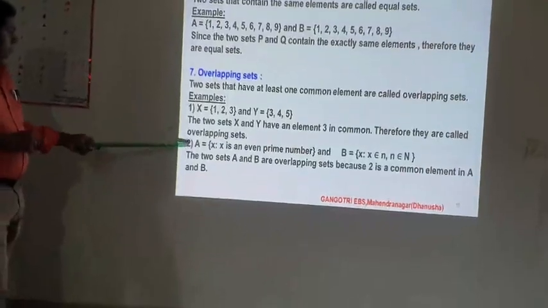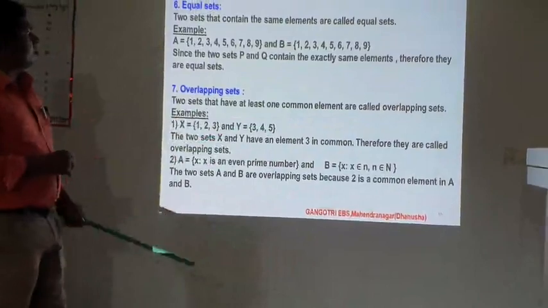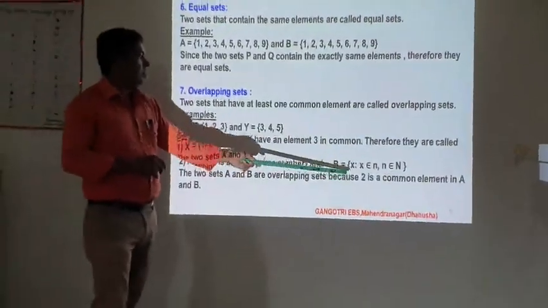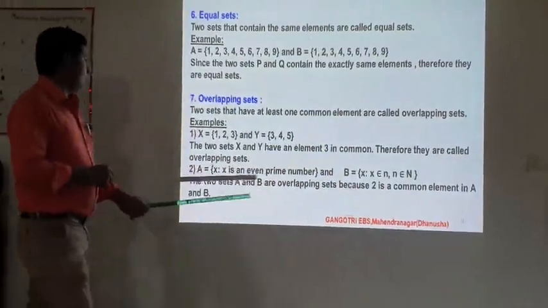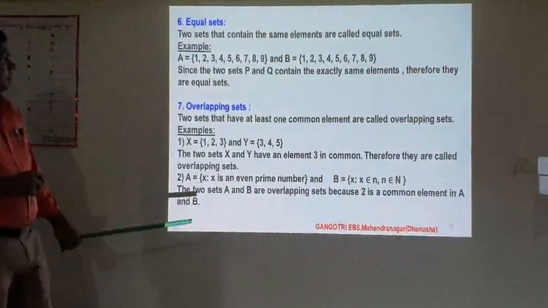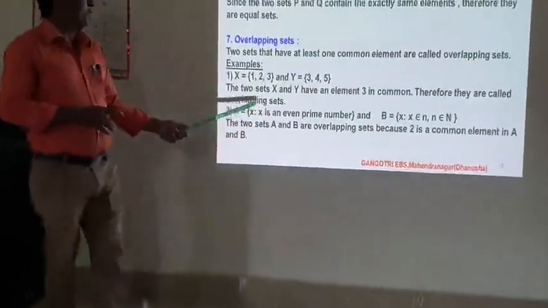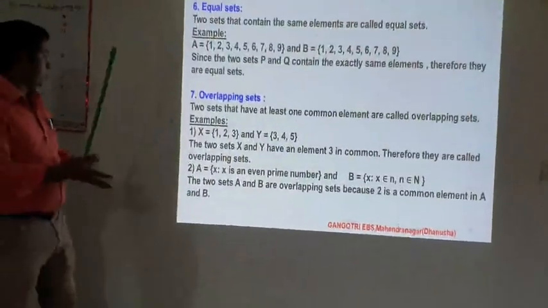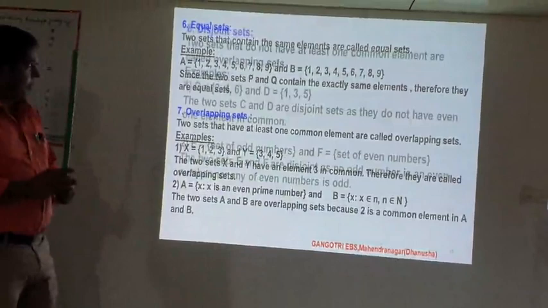See another example. A is equal to {x such that x is an even prime number}, and B is equal to {x such that x is n, where n is a natural number}. So the two sets A and B are overlapping sets because 2 is the common element, in natural numbers and also in prime numbers. If there is no common element, then it is not an overlapping set.